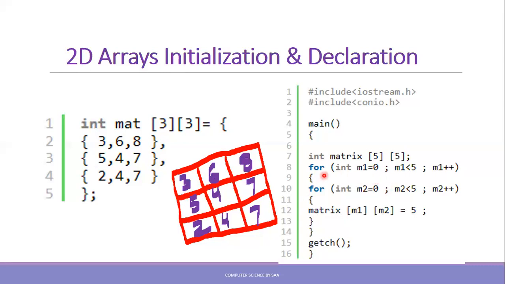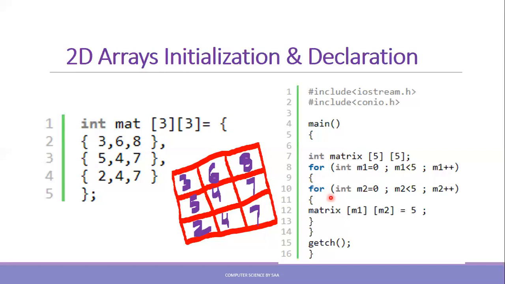First of all, look at the outer loop. For m1 is equals to 0. Why is it starting from 0? Because we know that the first index of the array is always 0. So please be careful while using the loops for the arrays. They must start with the index 0. How many times will this loop be executed? When m1 is less than 5, and here is the increment m1 plus plus.